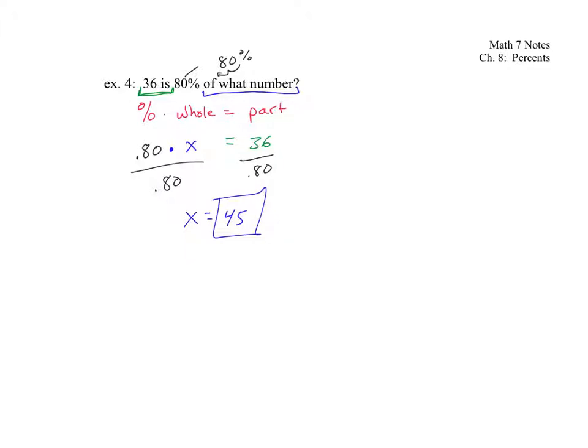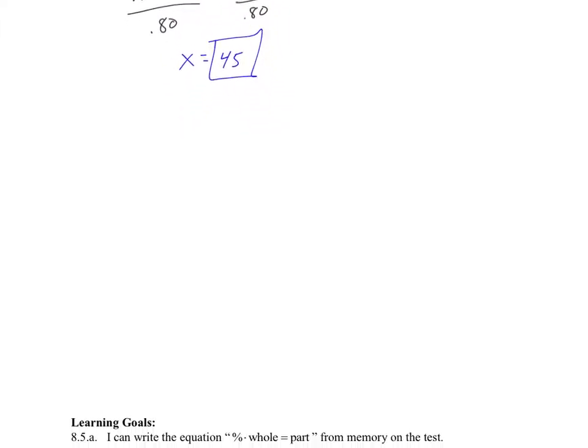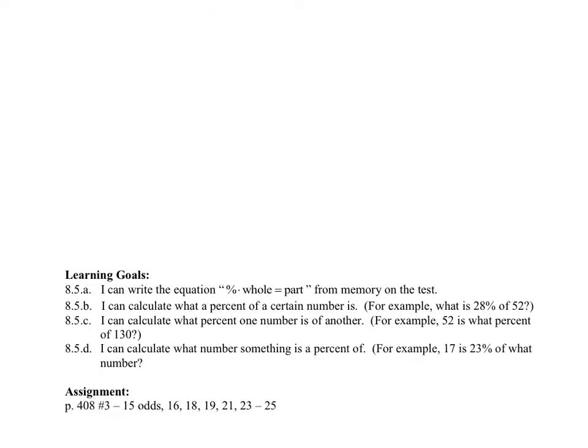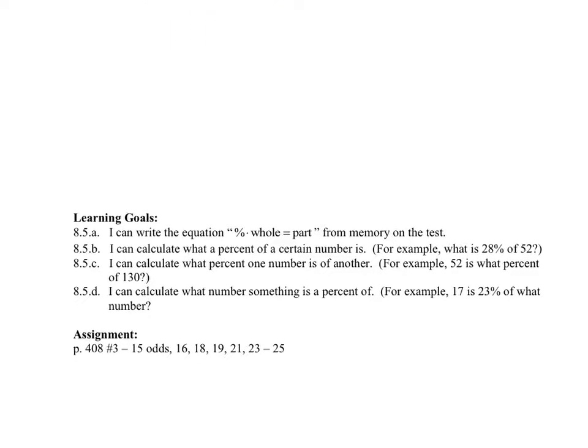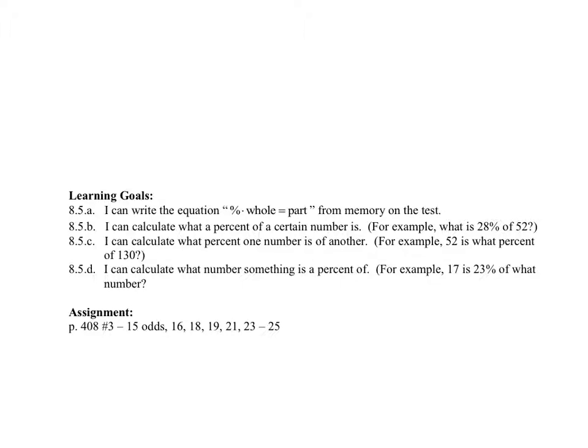So our equation has 3 different places where the unknown could be. It could be the percent we're looking for, it could be the whole, it could be the part. If you go back and look at these 4 examples, we hit at least each one of those once. And I think you'll find that's true as you go through the homework. So in theory, that's what we learned, and that's what the homework is.